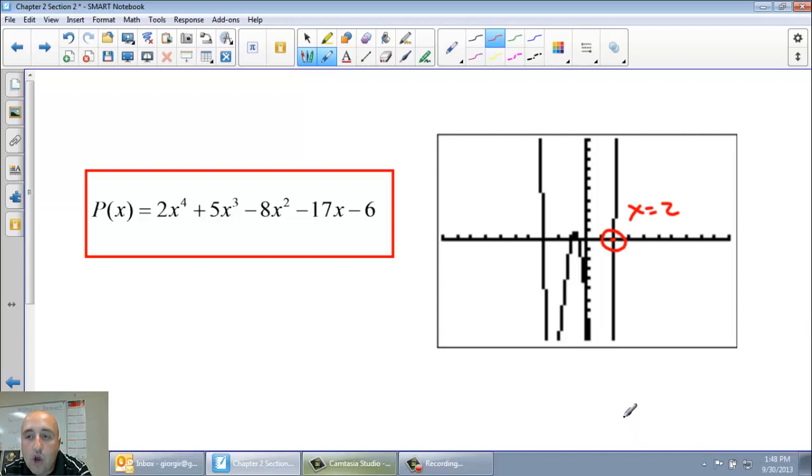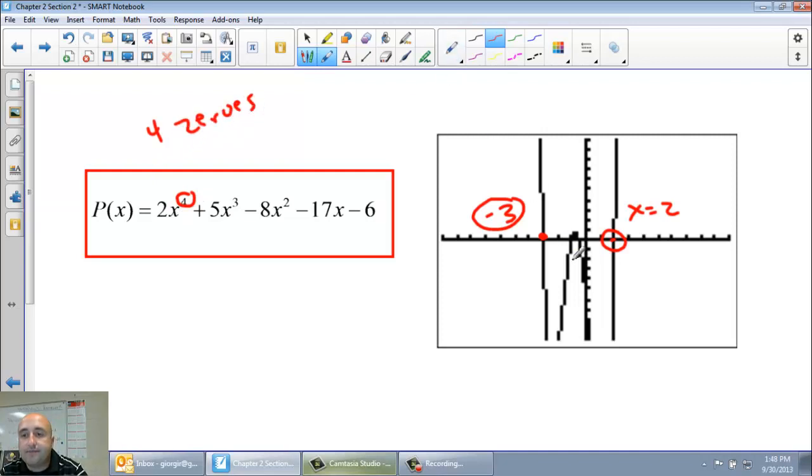What else do we know is a solution to this? What else is a 0? So here's 0, negative 1, negative 2, negative 3 is one of our other solutions. And notice it's an exponent of 4. It's an exponent of 4, so we should have 4 zeros.